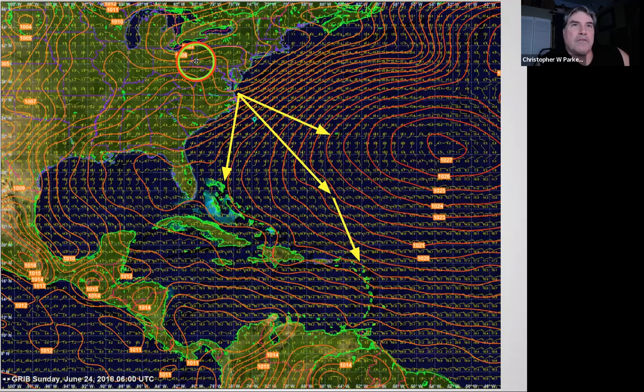Could there be different go windows for boats to the Bahamas versus Antigua? Yes, indeed. There will be. And there are different go windows based on different speeds of boats too. We'll talk a little bit more about that when we talk about New England here in a second.